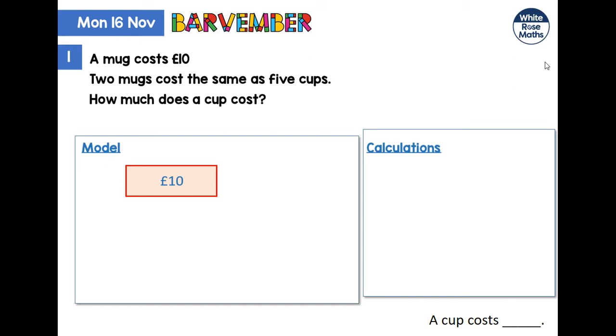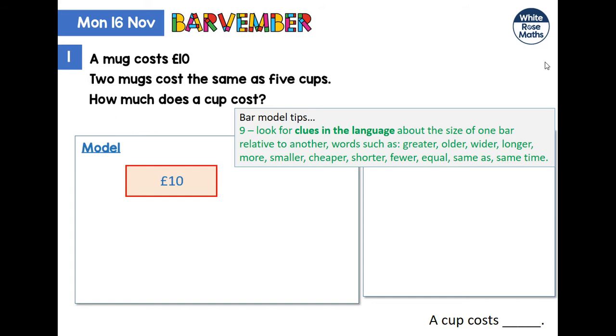So our mug costs £10 and we've written the 10 in the bar. Now look for clues in the language as to how big our bars need to be. There's a big clue in our second line here that 2 mugs cost the same as 5 cups. Okay, so let's see how that pans out.